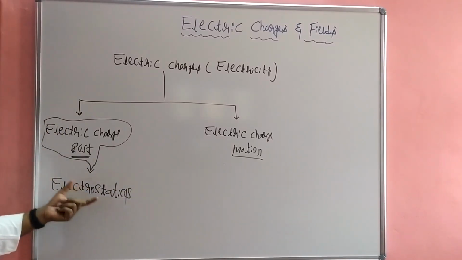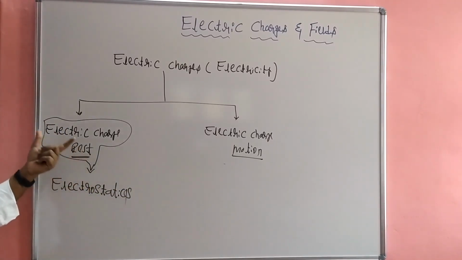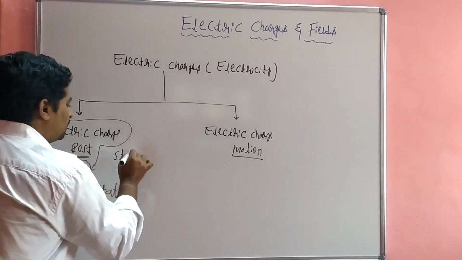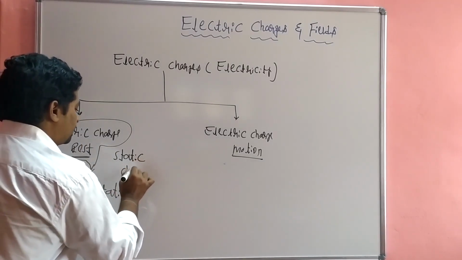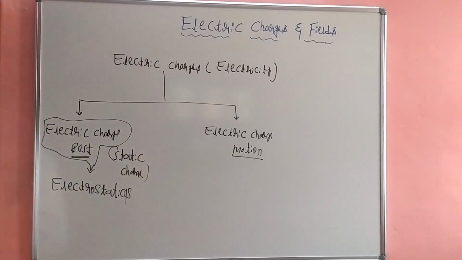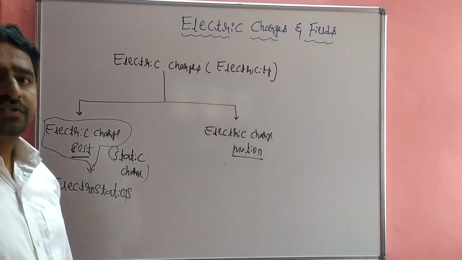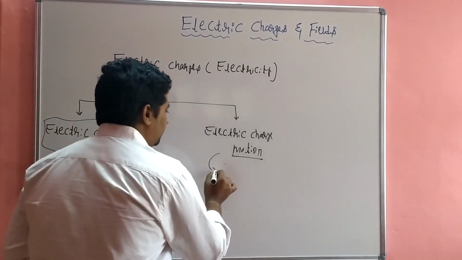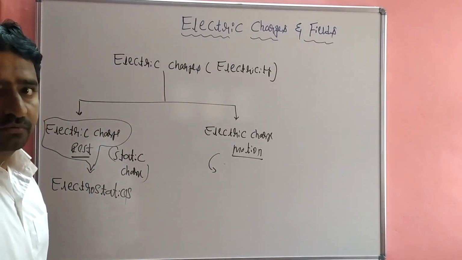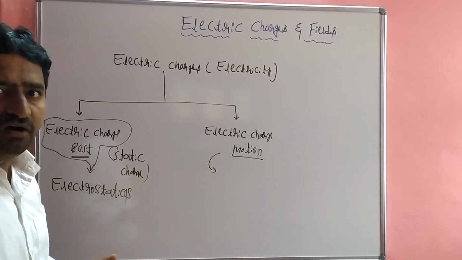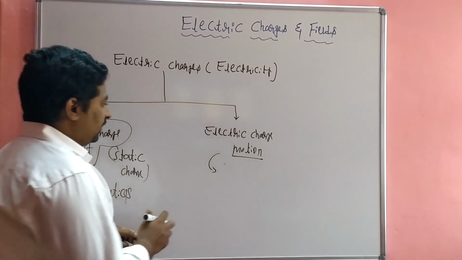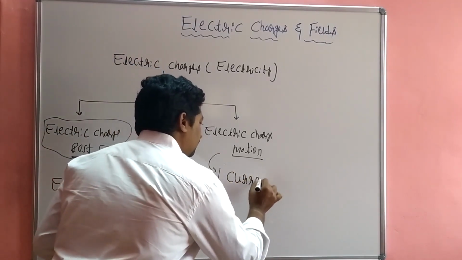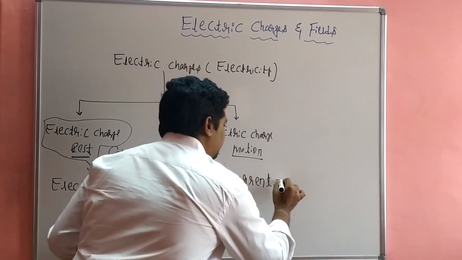Electrostatics is a big branch of physics that completely studies static charges, static or rest. Both are similar. Then, if the charges are in motion, what does it produce? That is current electricity, and it also produces the phenomenon of magnetic field. So that branch is called current electricity.